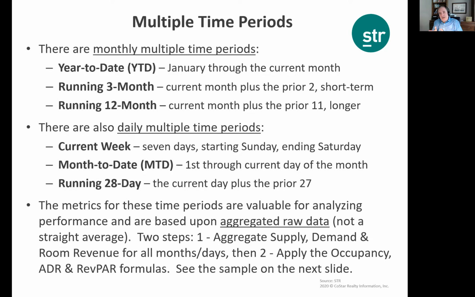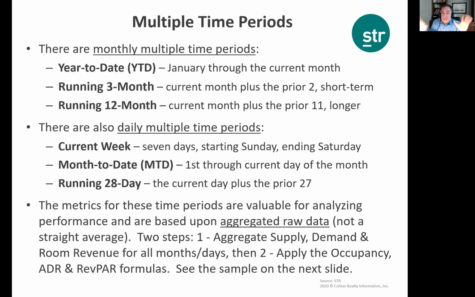Running 3 month, that would be the current month. If I'm in May, that would be May plus the prior 2. So that would add in March and April and May, a 3-month running average. And then running 12 month, that would be the current month plus the prior 11. So if it's May, then that would be the prior 11. So it would actually be June of the prior year running 12 month up to May of the current year. Some people will call that a 12-month moving average. It means the very same thing.